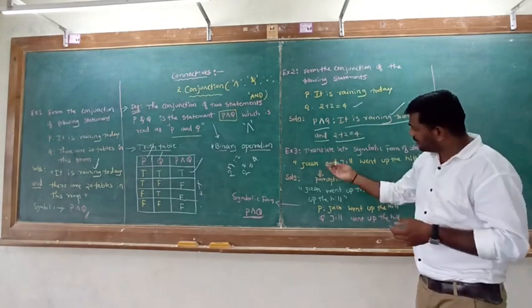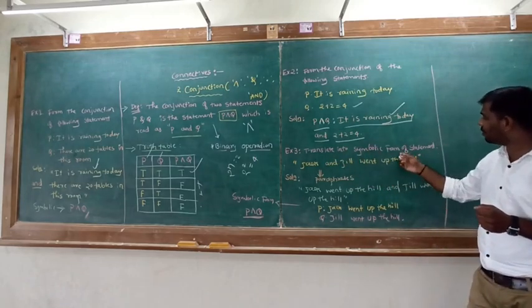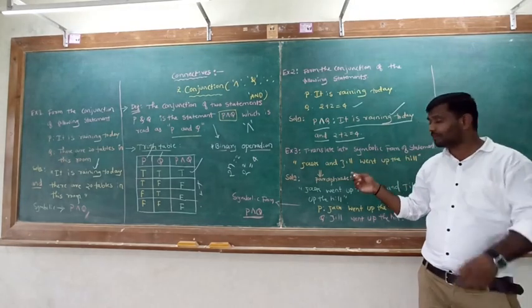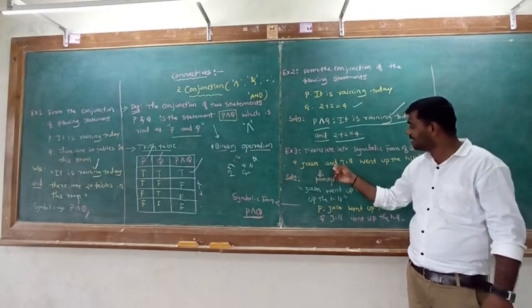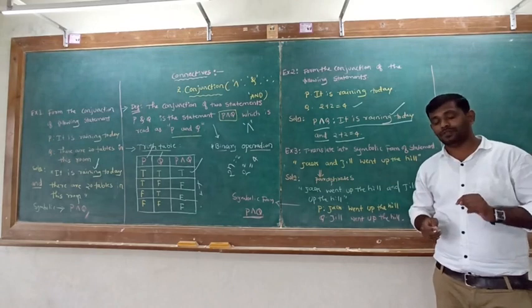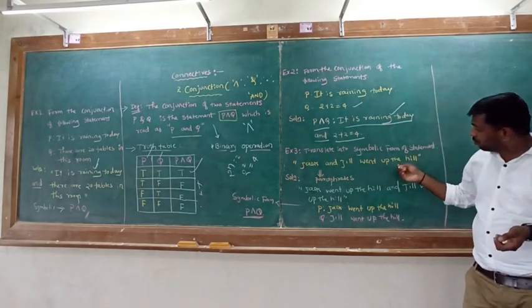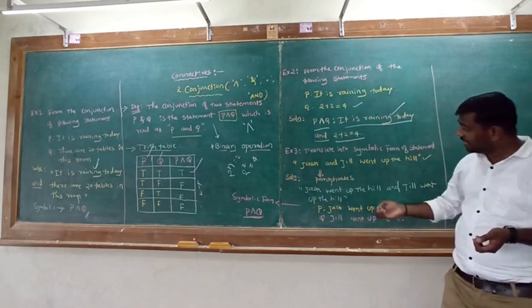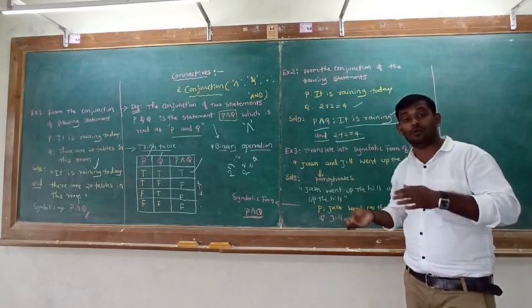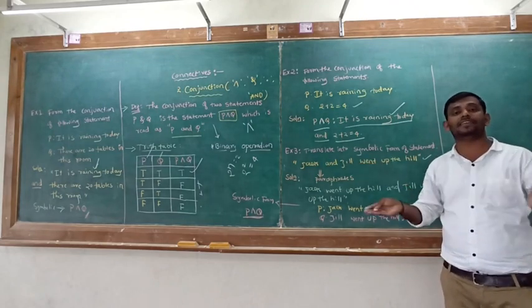Another example, the third one: translate into symbolic form the statement. They will use one sentence, that is, Jack and Jill went up the hill. There is only one sentence, so how to convert this? There is only one sentence, but it uses the word "and", so how do we paraphrase this sentence into sub-sentences?